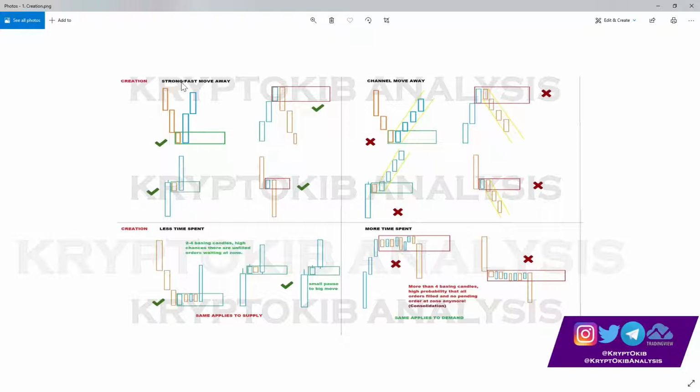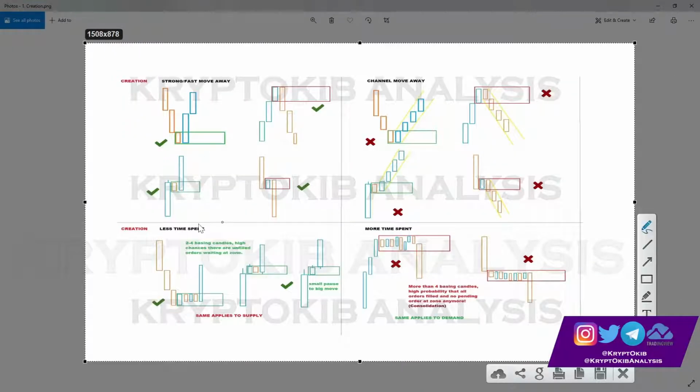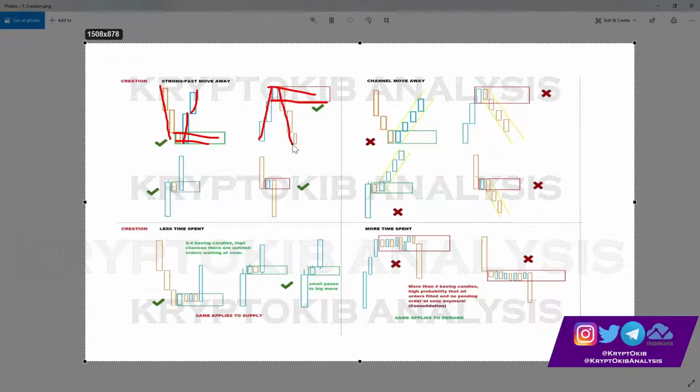So you want to see a strong or fast move away from the base, and here we have a drop. Then we have this base, and we have a strong rally. See the rally, then see the follow-up candle. That means it's a strong demand zone. Likewise, we have a strong move, we rally, we have a base, and we have a strong move away, which shows a strong demand, a strong supply zone.